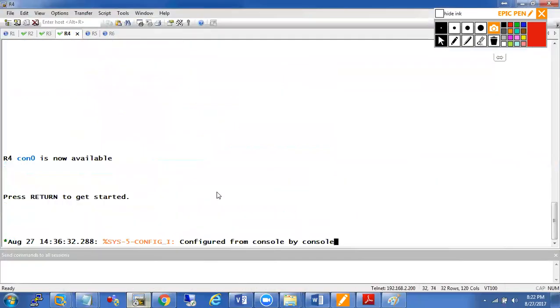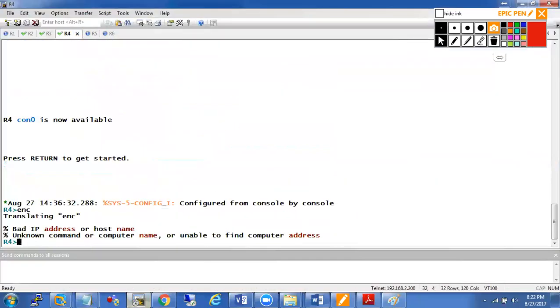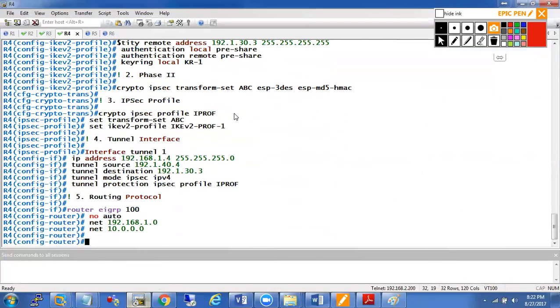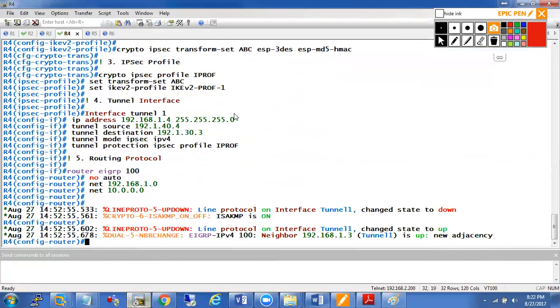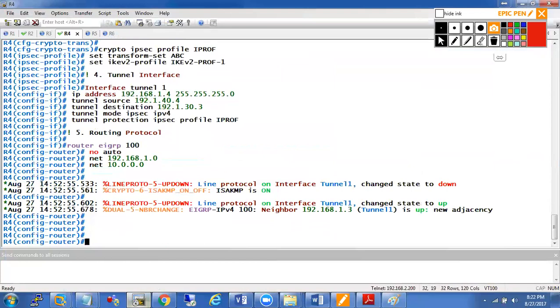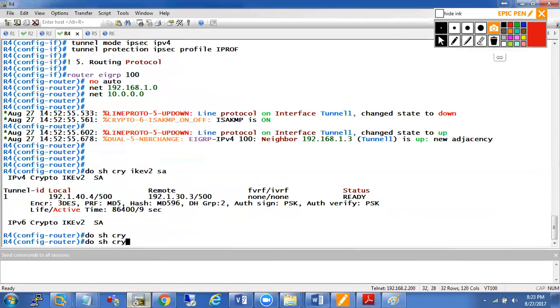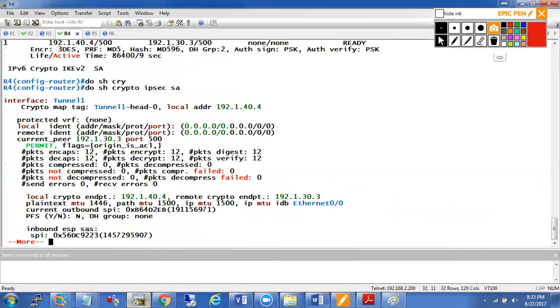Let's go to R4 and paste it. Boom. My neighbor relationship is up, so that means my IPsec SA is up. Show crypto IPsec SA should be encrypting.